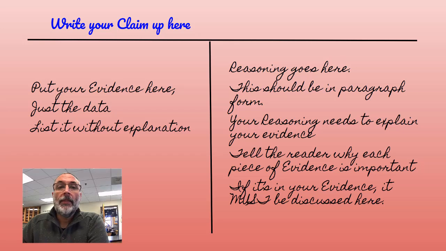Okay? This is what it looks like. We do what's called a T-chart. You write your claim up on top of the chart. Remember, that's just a sentence. On the left-hand column, you write your evidence. You just list it. No explanation, just the data. On the right-hand column, you are going to write your reasoning. It should be in paragraph form. You're going to explain the evidence. You're going to tell the reader why each piece of evidence is important. If it's in your evidence, it has to be discussed in your reasoning. You can't leave anything out. Likewise, if it's not in your evidence section, you shouldn't be talking about it in your reasoning unless it's prior knowledge or what we'd call general knowledge.